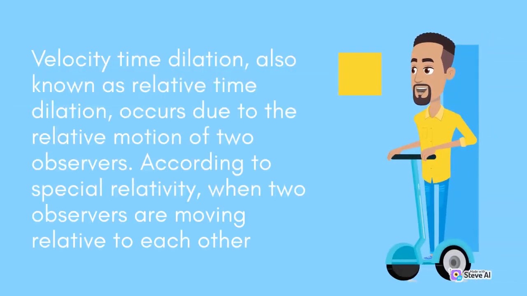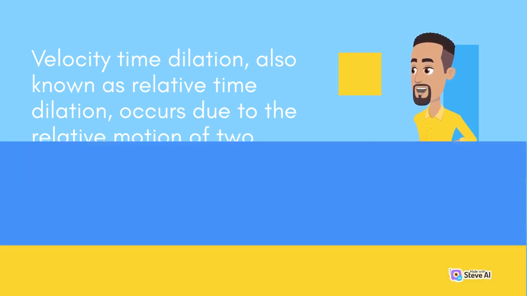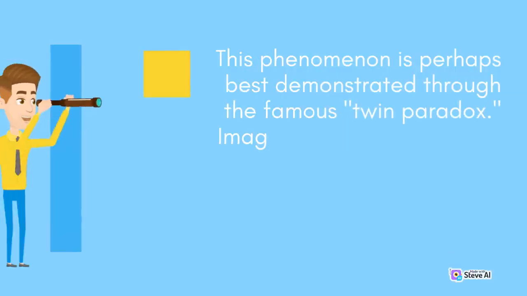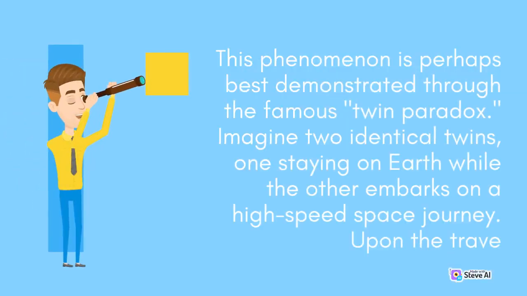Velocity time dilation, also known as relative time dilation, occurs due to the relative motion of two observers. According to special relativity, when two observers are moving relative to each other at speeds close to the speed of light, they will experience time passing at different rates. This phenomenon is perhaps best demonstrated through the famous twin paradox.